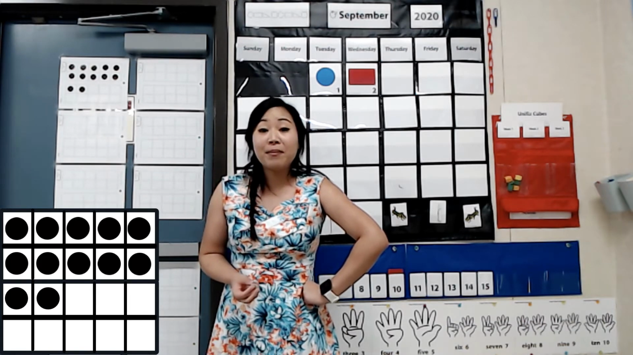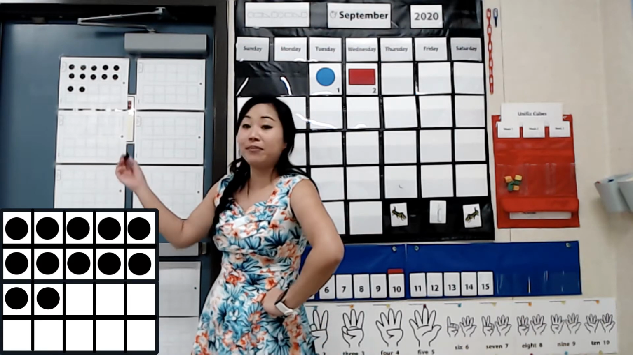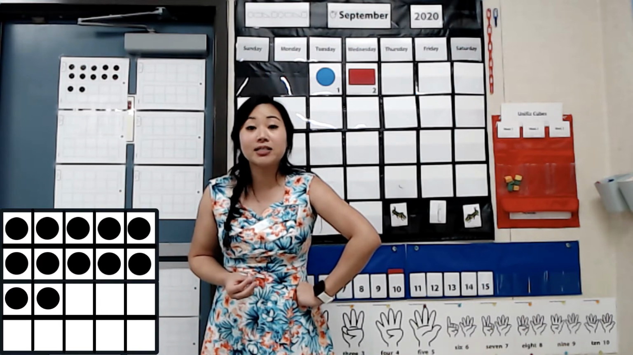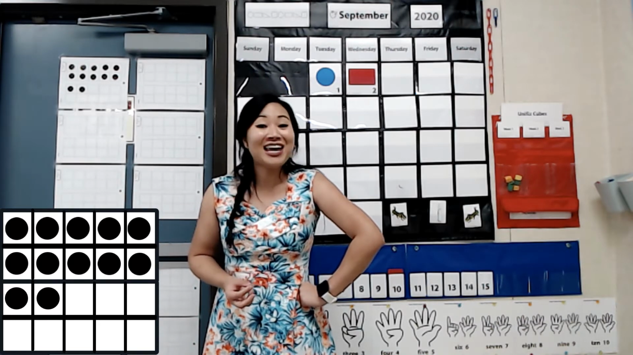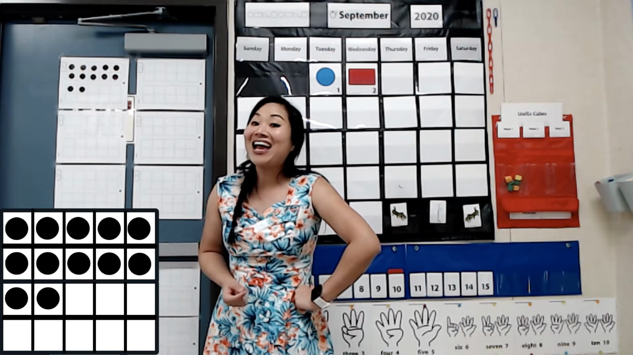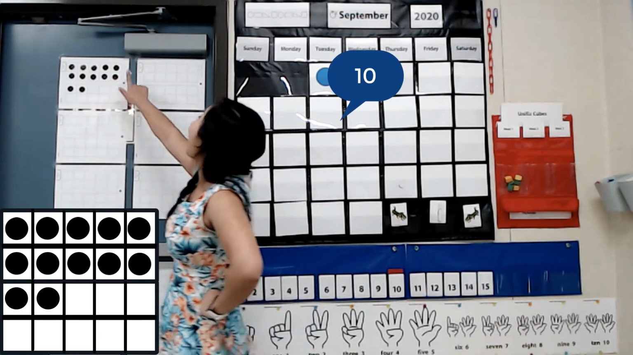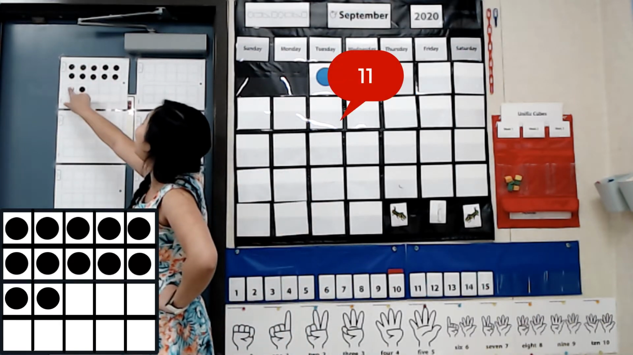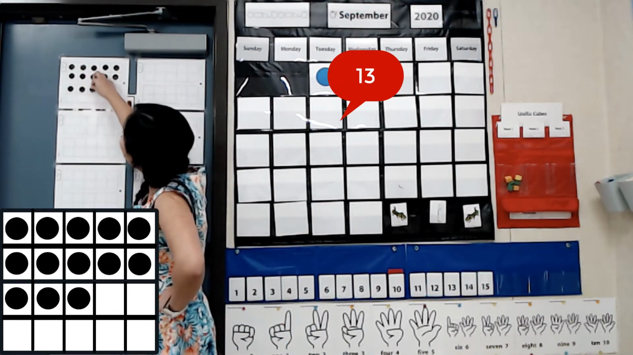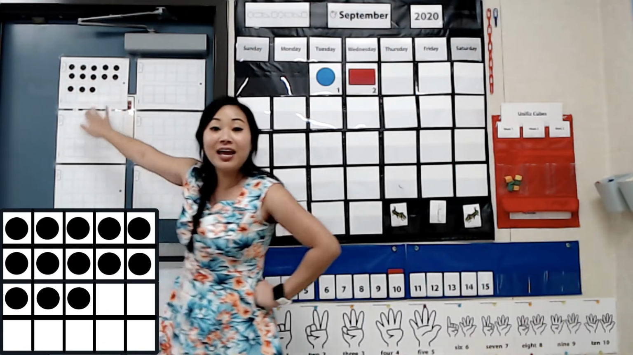But earlier we used our fingers to count to 13 and that took quite a bit of time. Remember, if I already know that this 10 frame is full and that there are 10 dots, I can just start at 10 and count on. So I would say 10 and count on from there. Ready? 10, 11, 12, 13.